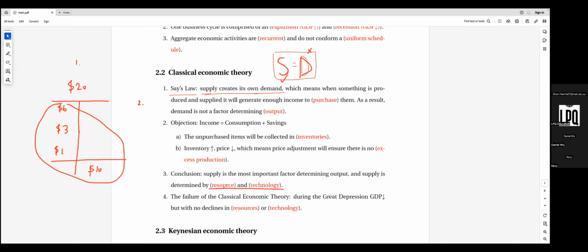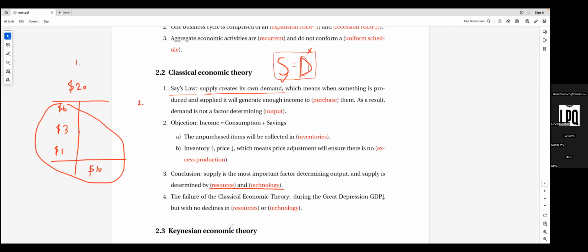So overall, this sounds very reasonable, right? People make money, ultimately they will spend all this money. It seems very reasonable, but it turns out classical theory finally is wrong.